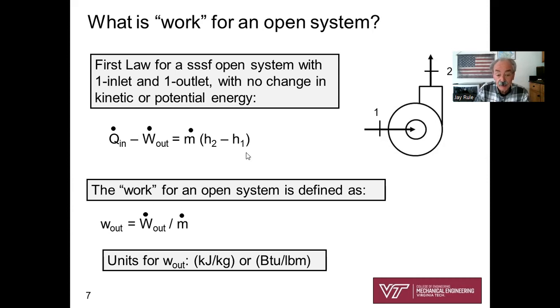And so here's the first law, with no change in potential energy, no change in kinetic energy, just looking at this little sketch here. Q in minus W out equals M dot times H out minus H in. All right, so if you divide both sides by M dot, that's where you get little w. That's called the work for an open system, and it is going to have units kilojoules per kilogram or BTUs per pound. Just look at the units associated with this and you'll see kilojoules per kilogram or BTUs per pound mass.